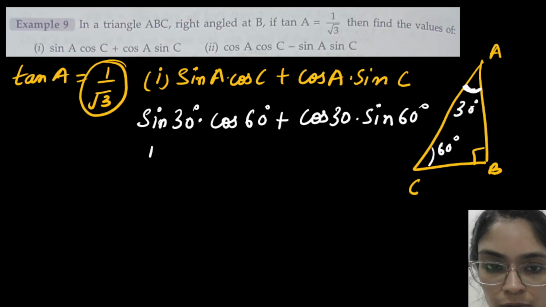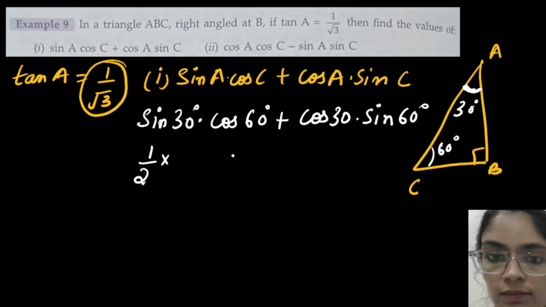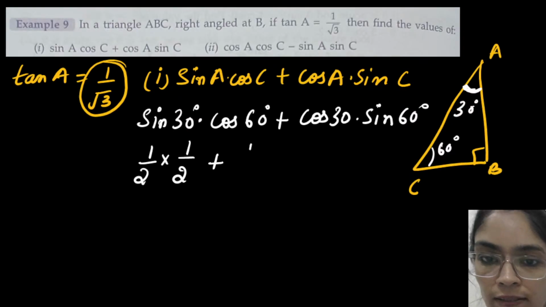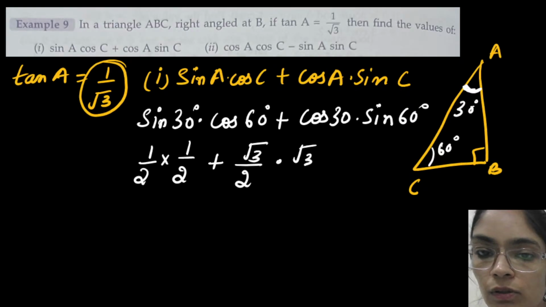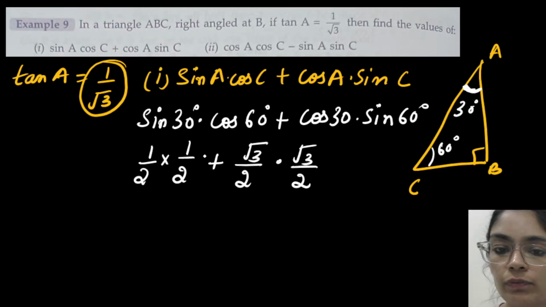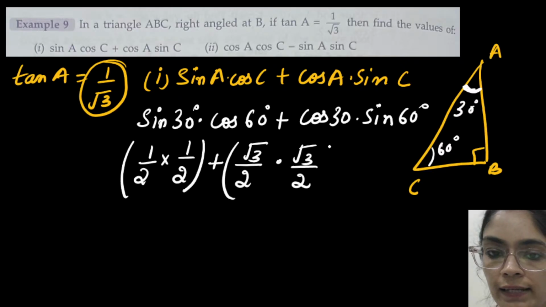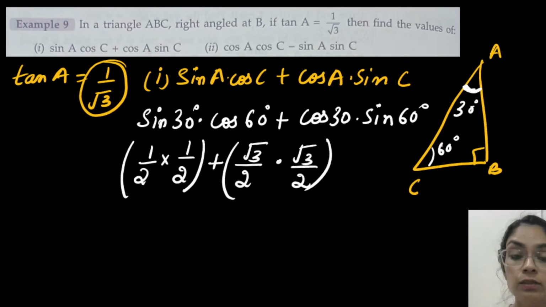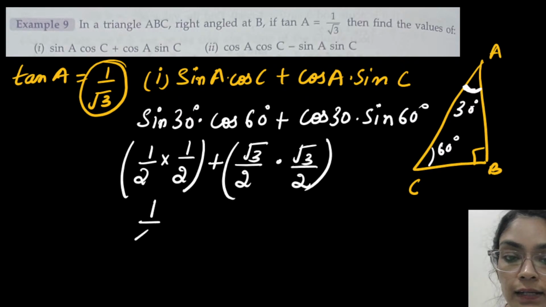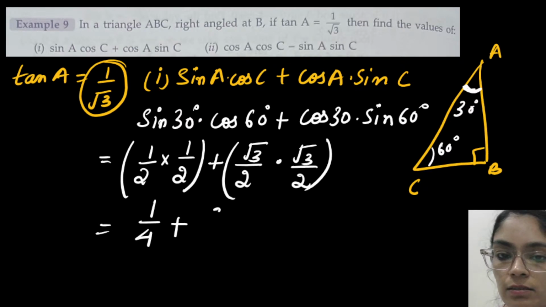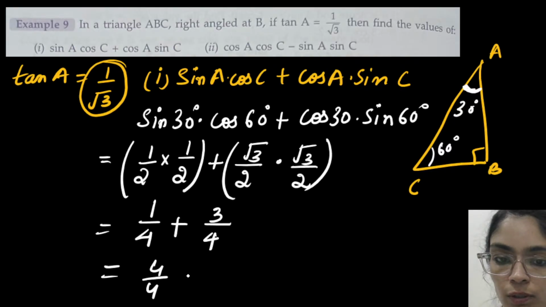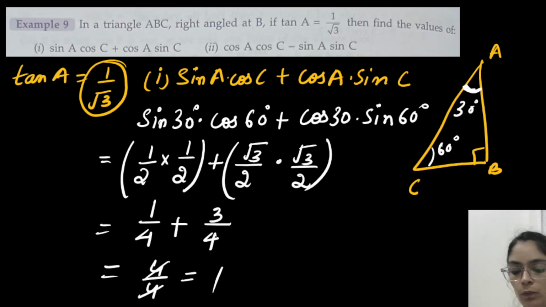So sin 30's value is 1 by 2. Cos 60's value is also 1 by 2. Plus cos 30's value is root 3 by 2 into sin 60's value, which is also root 3 by 2. Now first of all do multiplication, then addition as per BODMAS. So multiplication gives 1 by 4 plus root 3 into root 3 is 3, 2 into 2 is 4. So 1 plus 3 is 4, so 4 by 4 we will get, which is equal to 1.